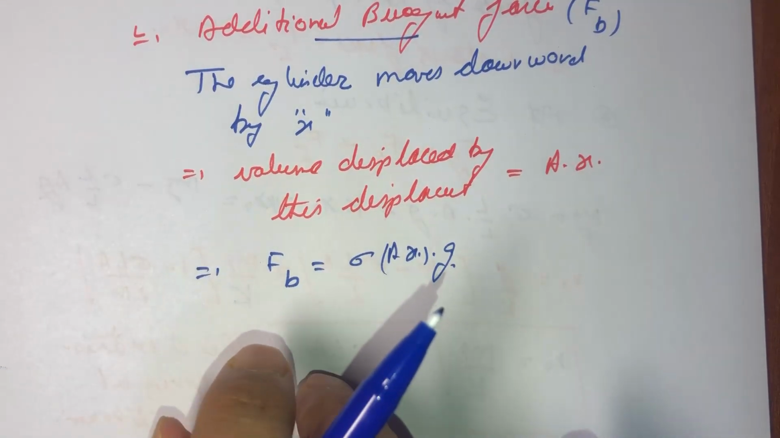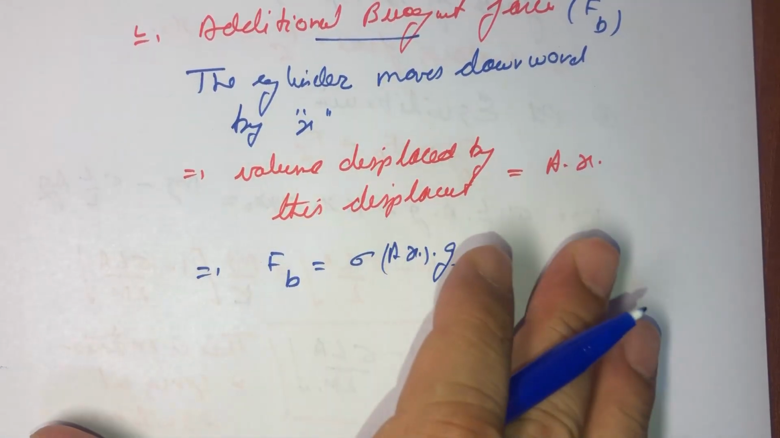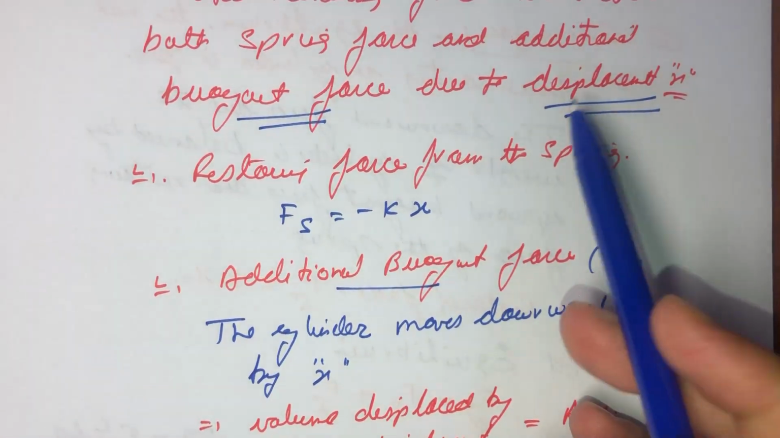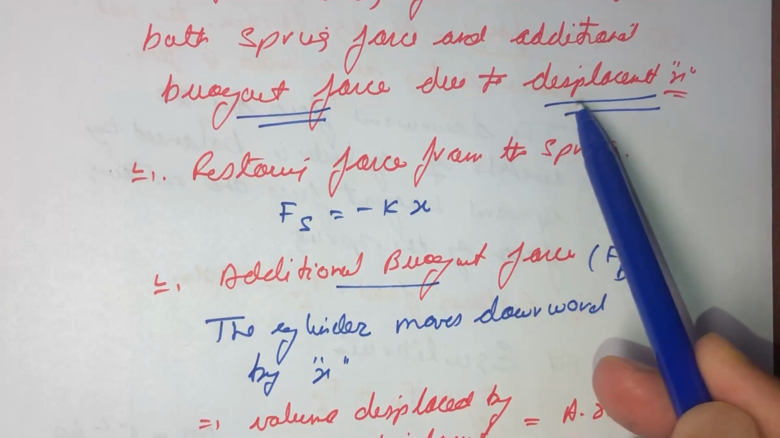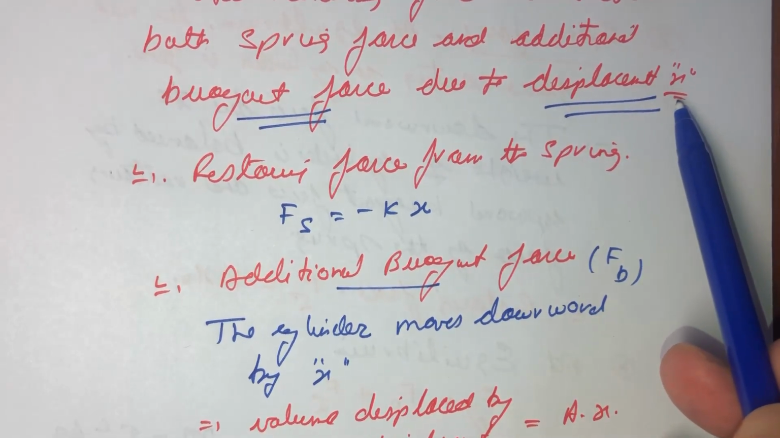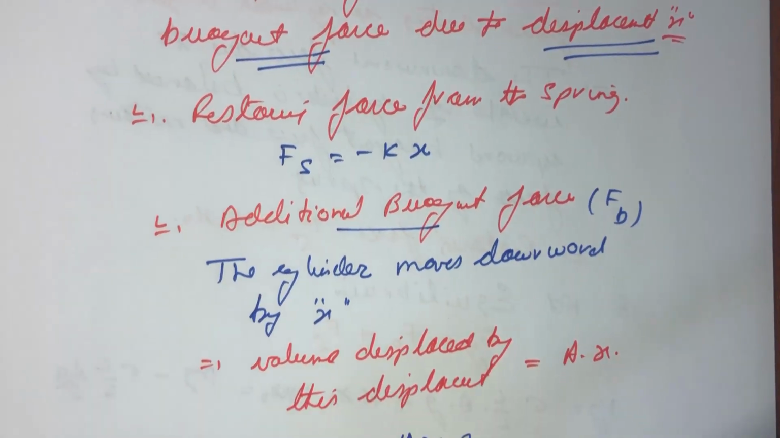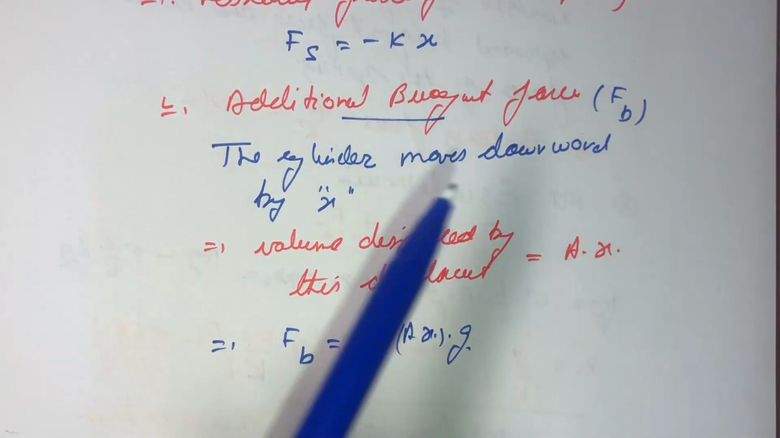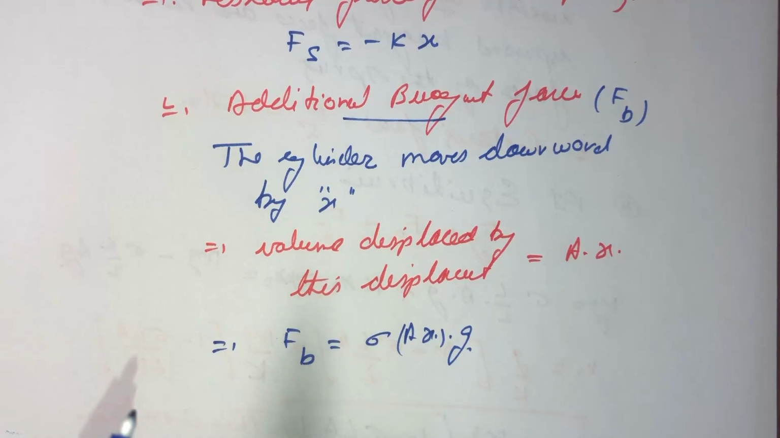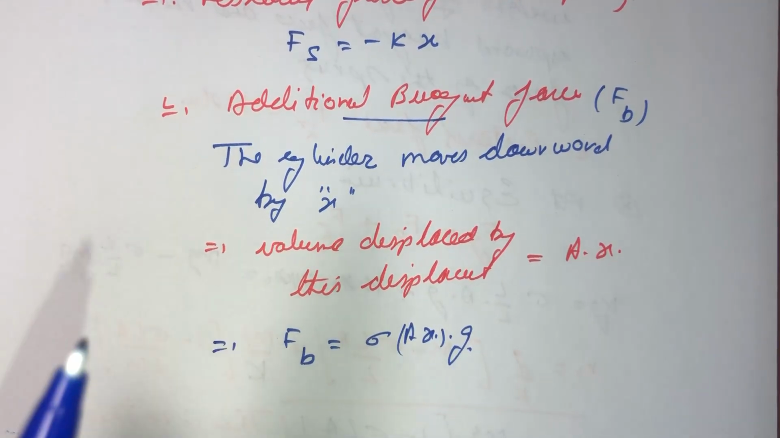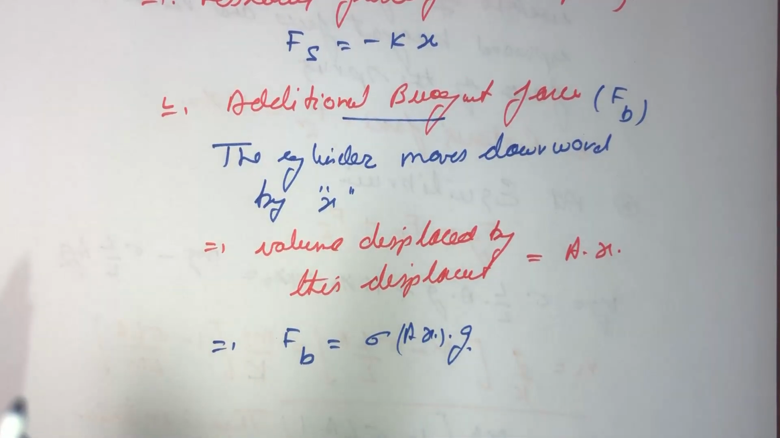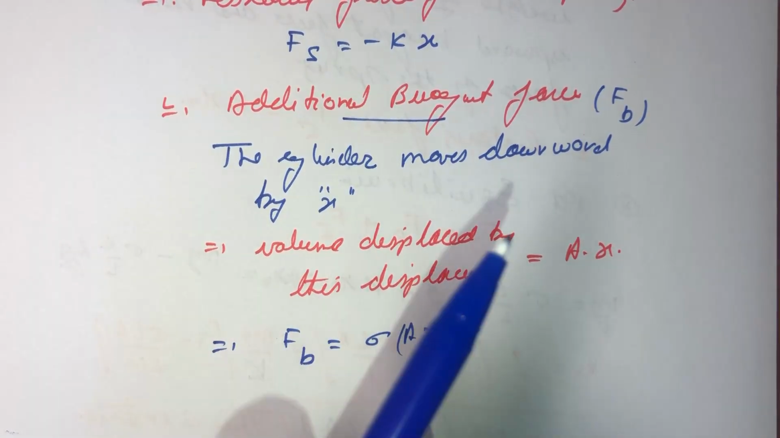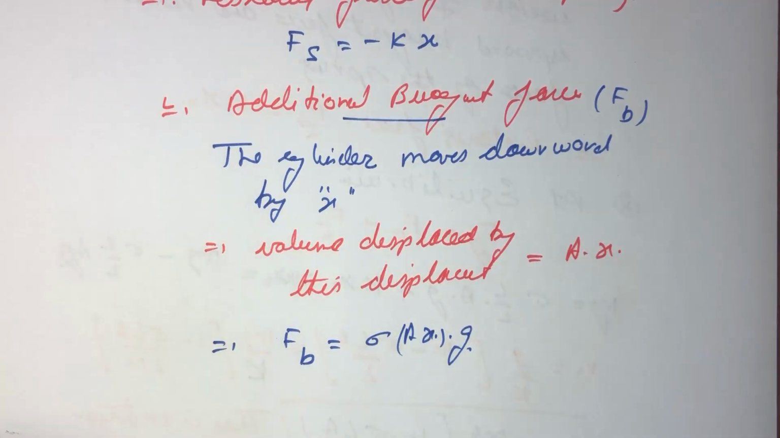Okay, but in this case, the way which I have solved is I have taken the additional buoyant force, that is because of the displacement x, because the rest I assume that it is in equilibrium, and the SHM will be only dependent upon the two forces. One is the restoring force because of the displacement x, and the additional buoyant force because of the displacement x.